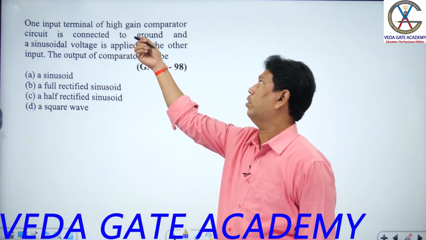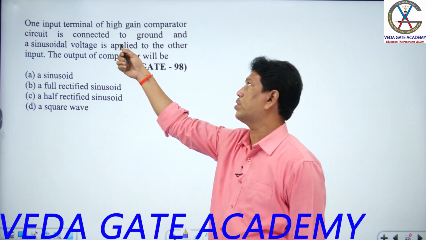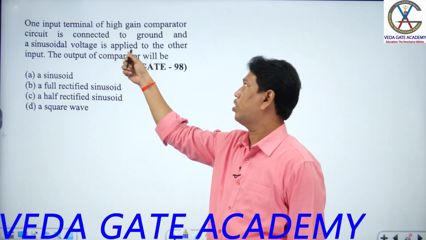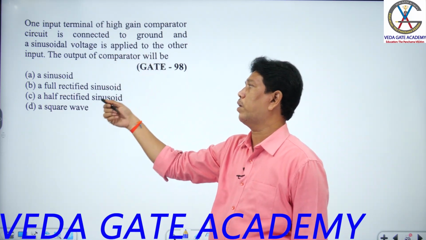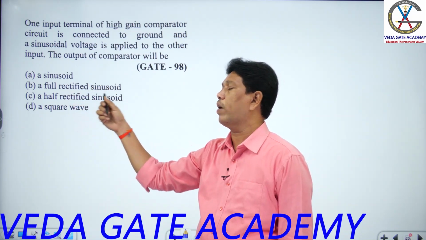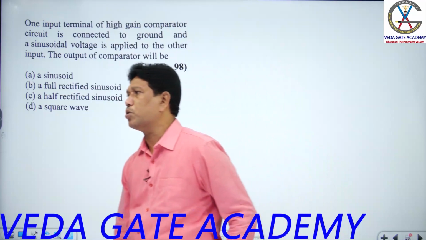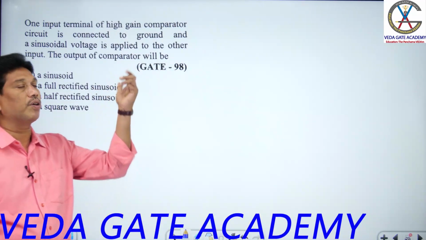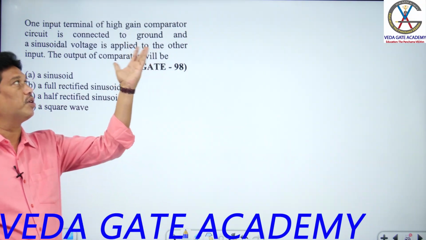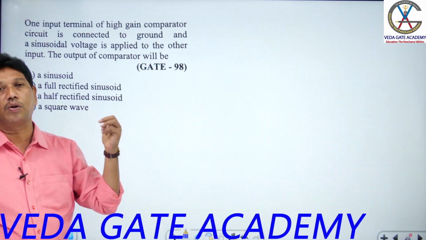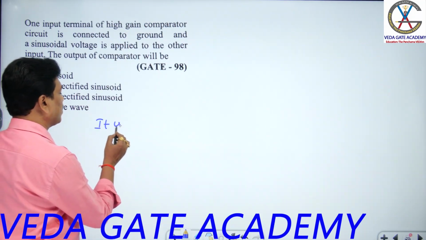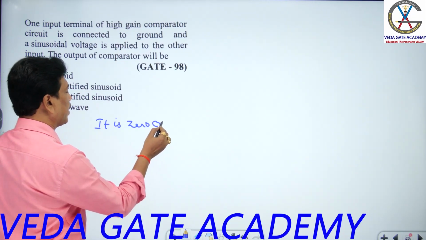One input terminal of a high gain comparator circuit is connected to ground, and a sinusoidal voltage is applied to the other input. The output of the comparator will be a sinusoid, full wave rectified sinusoid, half wave rectified sinusoid, or square wave. It is nothing but a zero crossing detector. One input is connected to ground, that is the reference voltage 0. The other input is a sine wave. Automatically it will look like a square wave output. So it is a zero crossing detector.